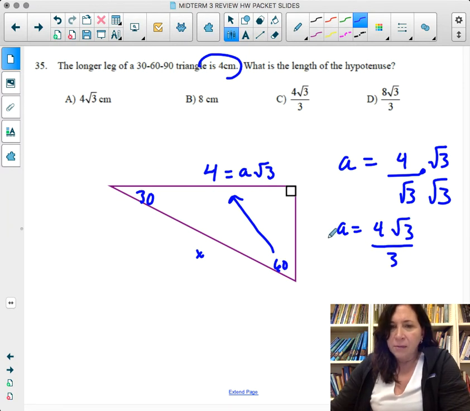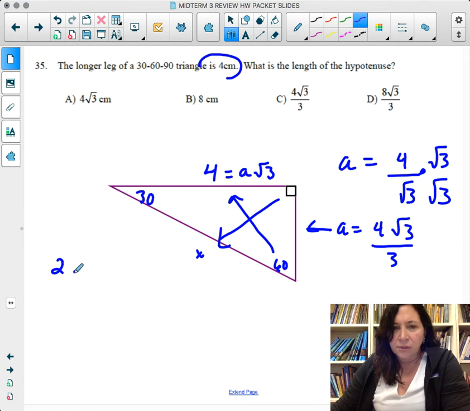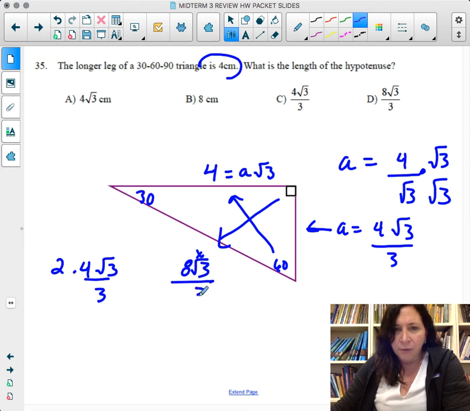So that's a, which is right here. And so this value across from the 90 is twice that. So 2 times 4 root 3 over 3 makes 8 root 3 over 3. So this is your answer right there.